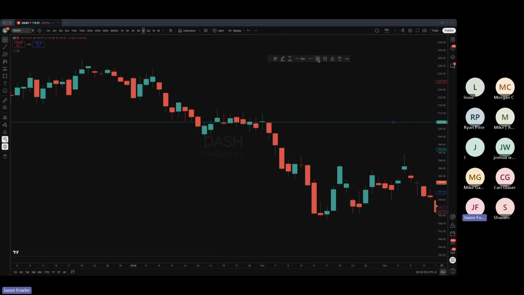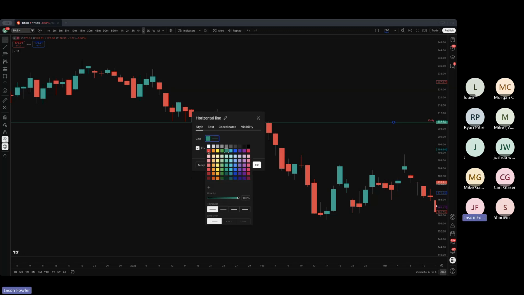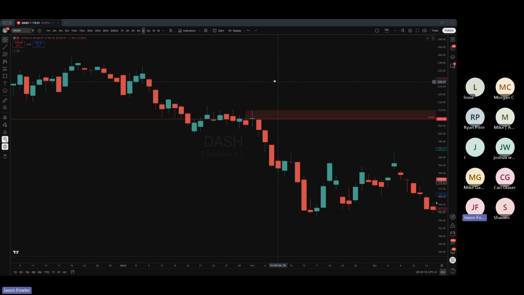Like I said, I have my template set. I'll do daily, and I'm going to make it red. You could use whatever colors you want. I just like red and green for supply and demand zones. It makes the most sense to me logically. And then we draw the zone from the top of the wick to this here, okay? And that's one zone we have.